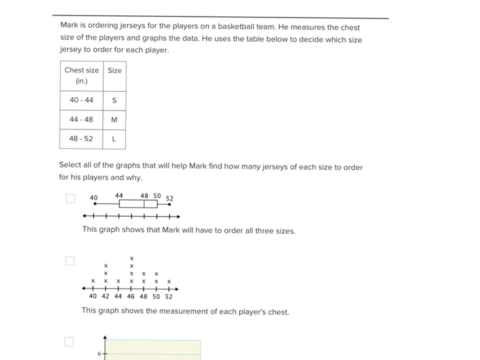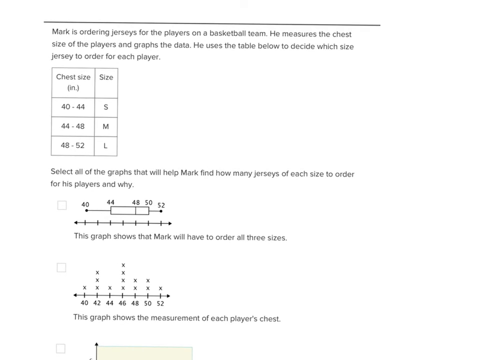Next question. Mark's ordering jerseys for the players on a basketball team. He measures the chest size of the players and graphs the data. He uses the table below to decide which size jersey to order for each player. So if he needs to know which size to order for each player, he needs to know how many smalls there are on the team, how many mediums, and how many larges. Okay, so we're supposed to select all of the graphs that will help him order.